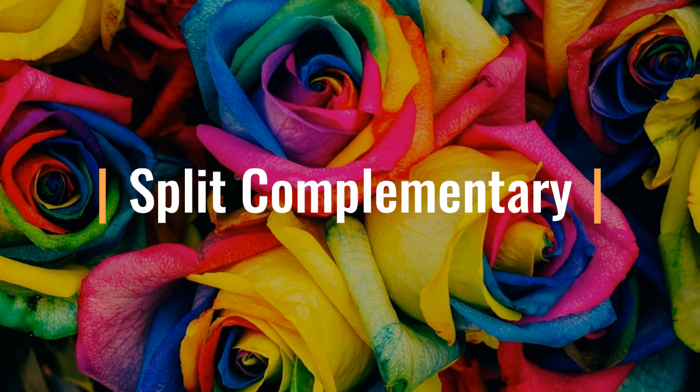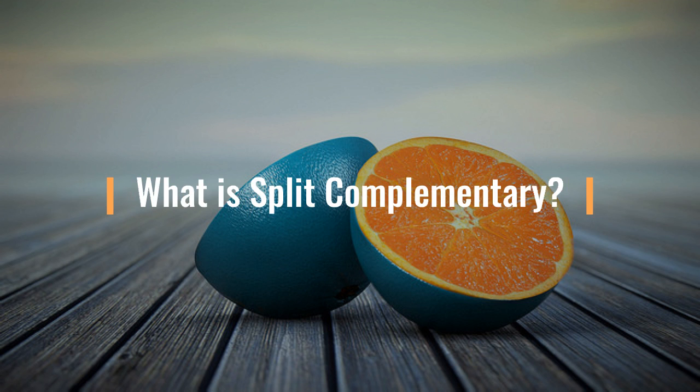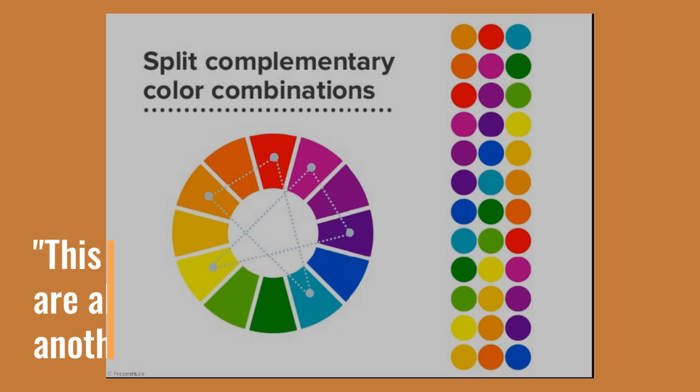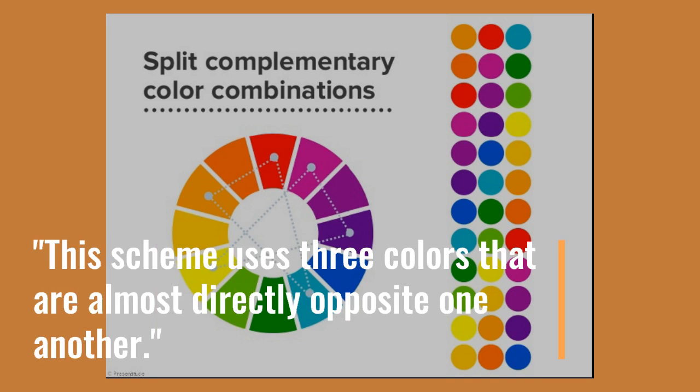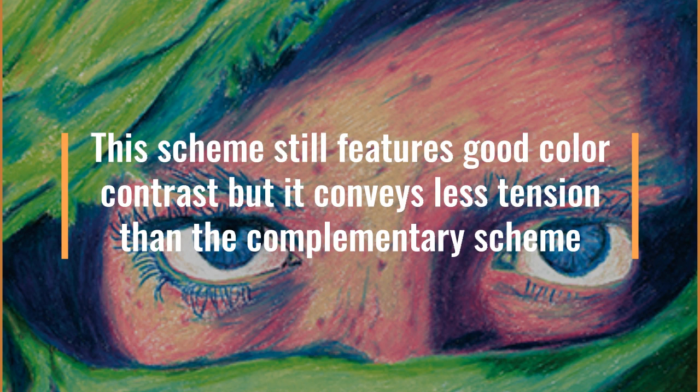Next, we have split complementary. What is split complementary? The split complementary scheme uses three colors that are almost directly opposite one another. One is on one side of the wheel, and the other two are joining that color's true complement. This scheme still features good color contrast, but it conveys less tension than the complementary scheme.